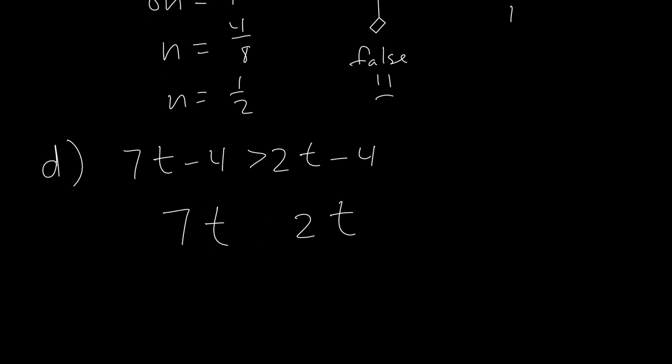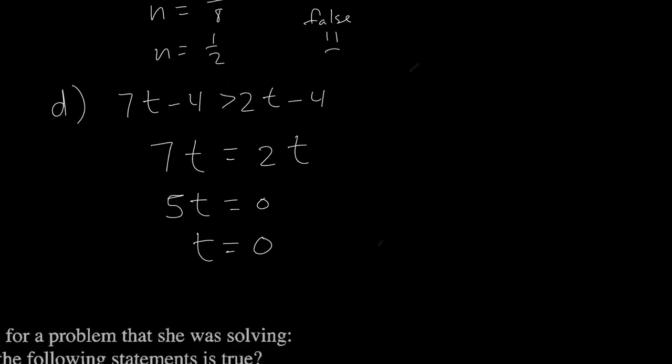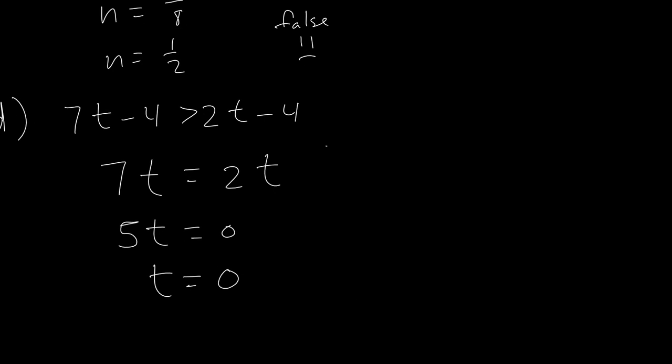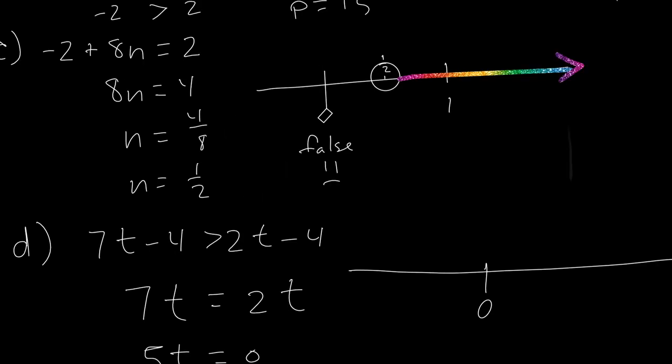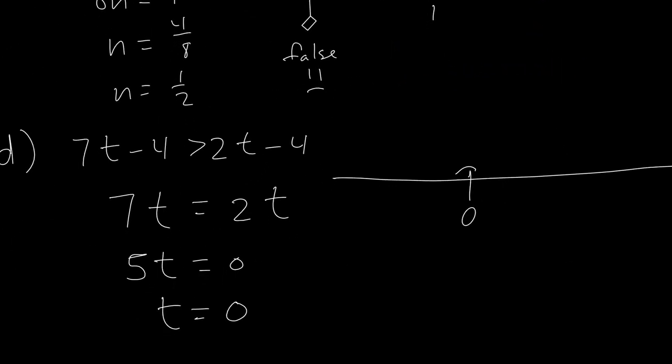I should treat this like an equation, right? And if I find the boundary location, I'm going to subtract 2t from both sides. So I get 5t is 0. And if I divide both sides by 5, I get t is 0. So my boundary is at 0. That means I can't use 0 as my test point. So here's 0. And this boundary, based on the original problem, is going to be an open boundary.